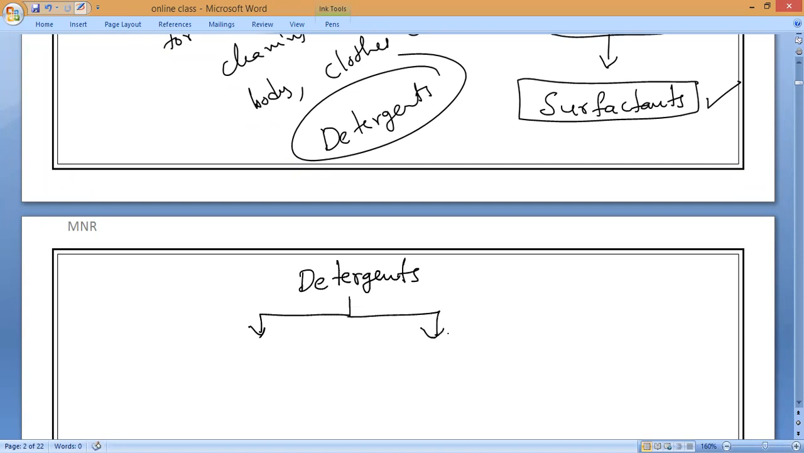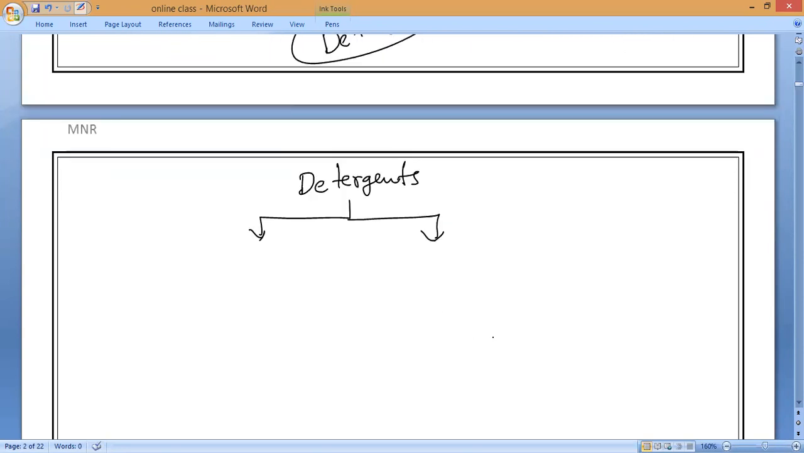Now in this concept you will find so many new vocabulary words, so please everybody try to learn them. These detergents are of two types: one is soapy detergents and another one is non-soapy detergents. One is soapy, another one is non-soapy.